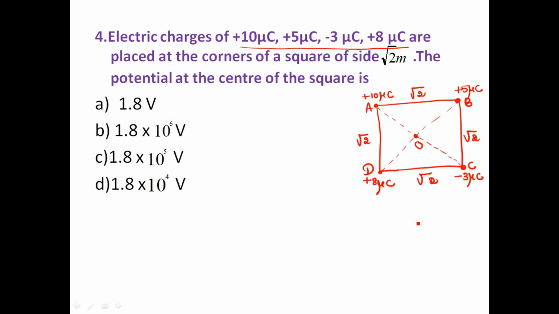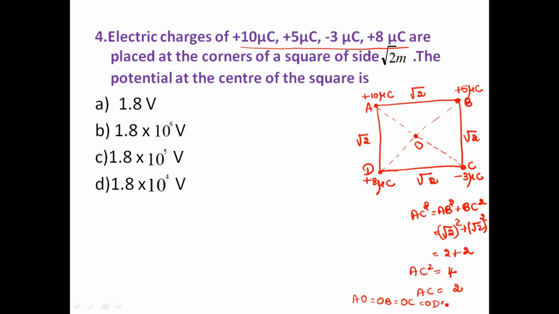Right? So, on using Pythagoras theorem, AC square is equal to AB square plus BC square. What we are going to get here is root 2 the whole square, root 2 the whole square is equal to 2 plus 2. That makes it equal to 4. AC square equal to 4, AC is equal to 2. What about AO? AO is equal to OB is equal to OC is equal to OD. Their measurement will be equal to 1 meter. Right? Hence, we got to know the measurement of half of the diagonal.